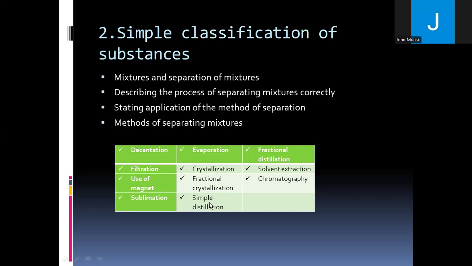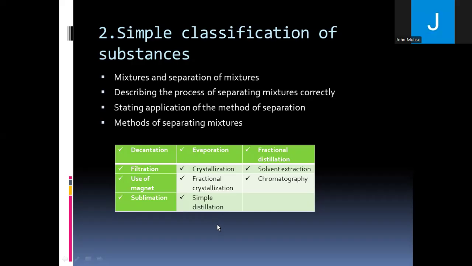What about the difference between crystallization and fractional crystallization? For fractional crystallization, we need to master the solubility of the salts, because fractional crystallization is used to separate salts whose solubility is known. So that is what I need you to understand.